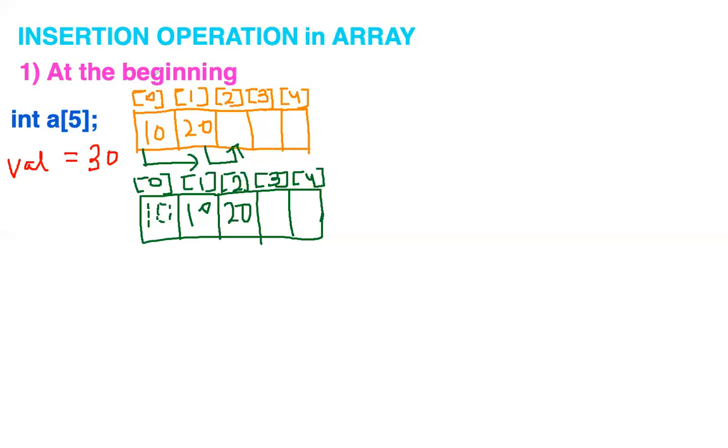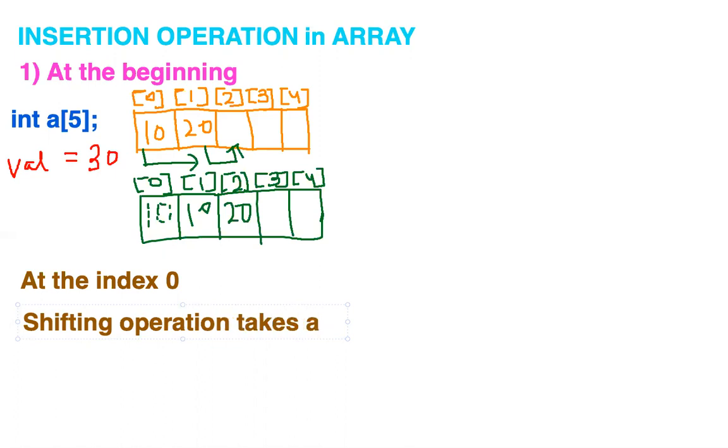In case of array, insertion at the beginning will always be at index 0. And if we always have to insert the element at index 0, what will happen? We have to shift the elements to the right hand side. So this shifting operation in case of array takes order of n time. And therefore, the complexity of insertion of a new value in array is order of n.